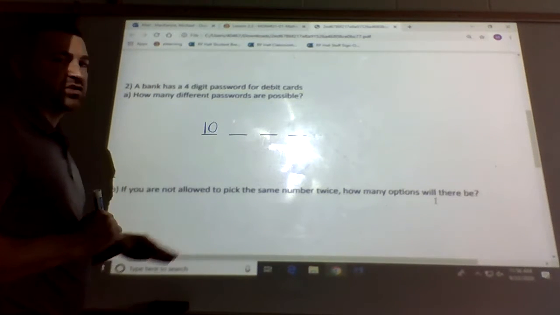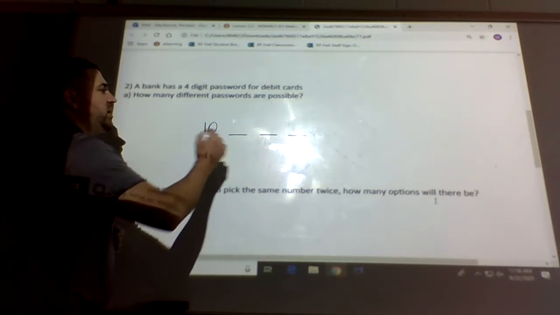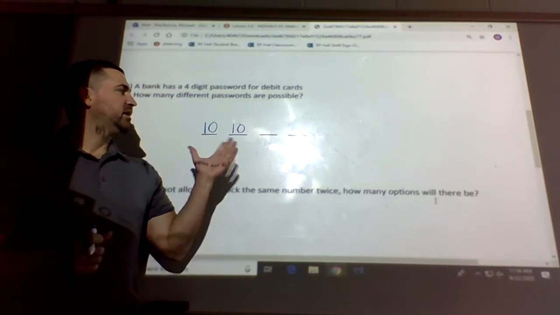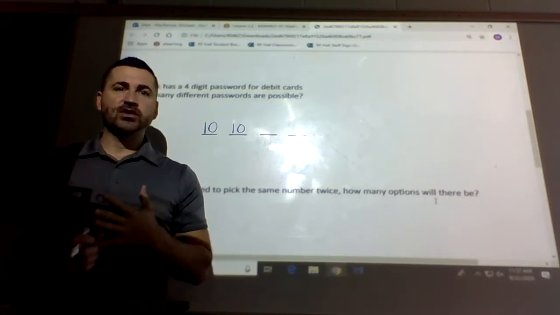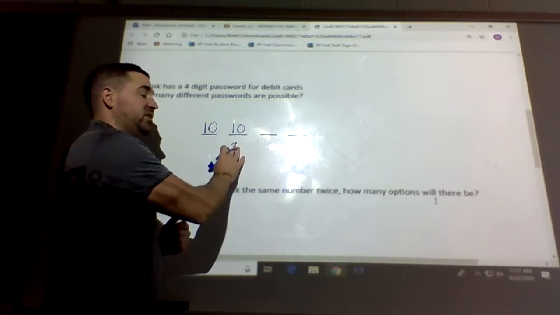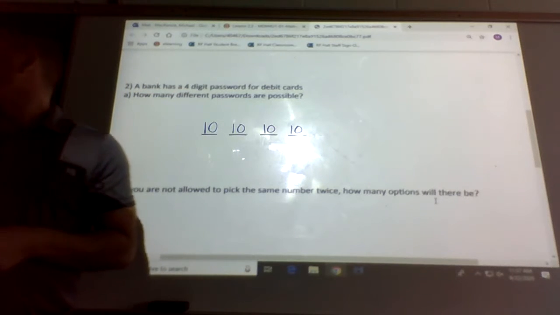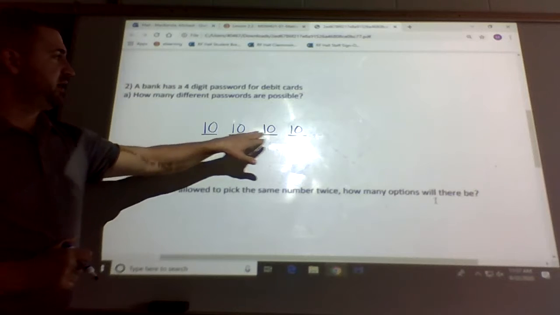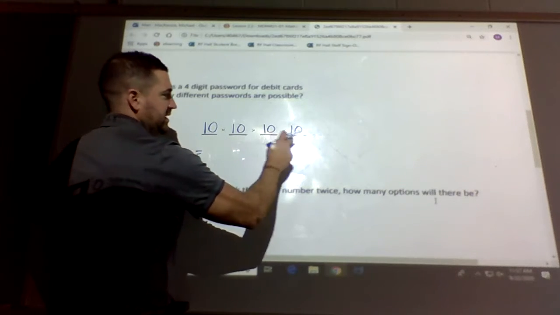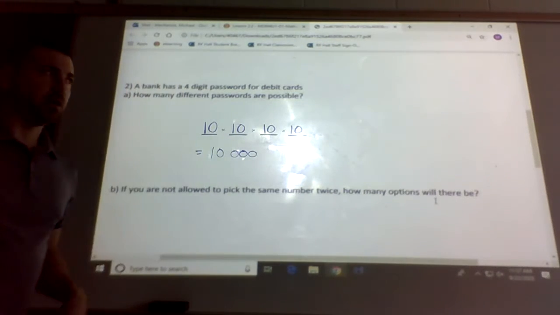Okay, so once we choose our first one, then we have to choose a second number for our password. Here we also have another 10 options. We can use any number from 0 to 9 once again. It doesn't have any restrictions on repetition, so we can use the same number twice, it doesn't matter. So we have 10 options for the first, 10 for the second, 10 for the third spot and 10 for the fourth spot. When we multiply them all together, we get 10, 100, 1,000, 10,000 possible combinations for a password for a 4-digit bank card.